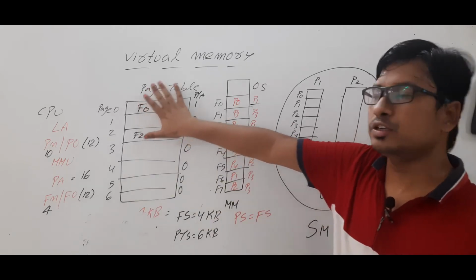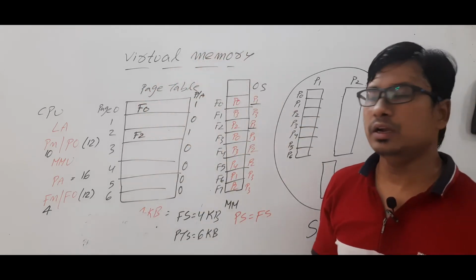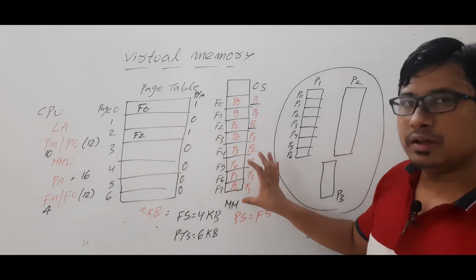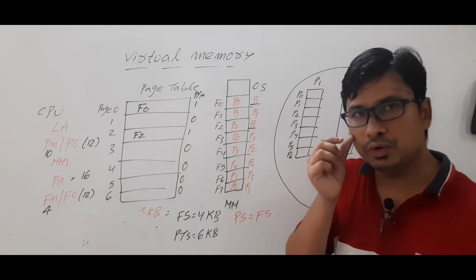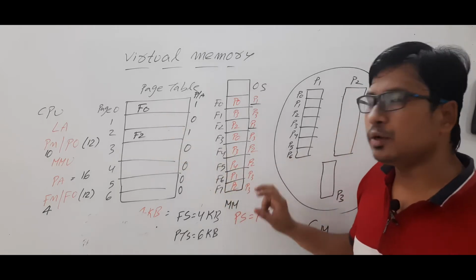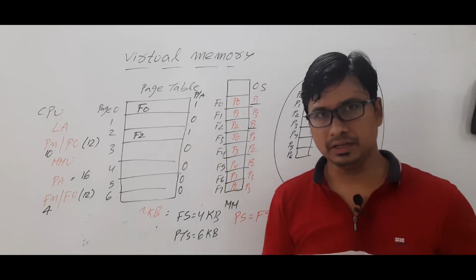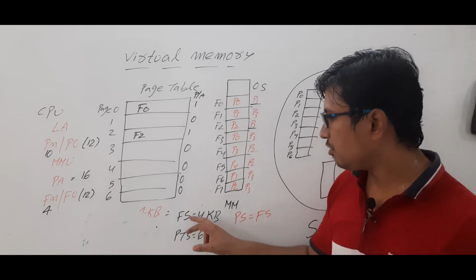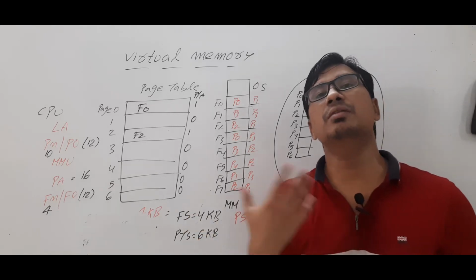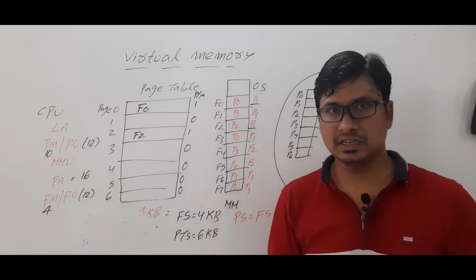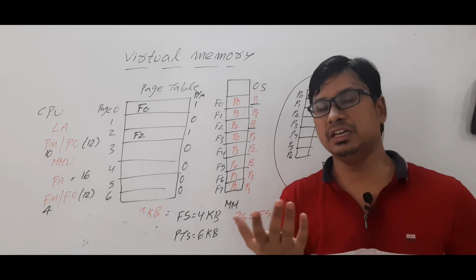Always the page table should be loaded into the main memory. Now if your page table size is less than the frame size, then we will load that particular page table in one of the frames of the main memory. Is it clear? Now if your frame size is less than the page table size, then we will go for multi-level paging. I hope you know what multi-level paging is.